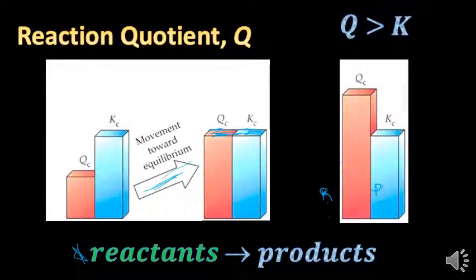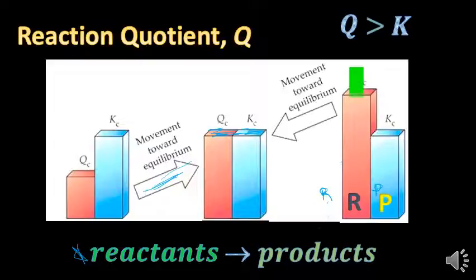Now, what about if Q is greater than K? Our shift will now be towards products. And can you see it's actually pointing towards the products? Good. So if you can remember Q and K, and if you think of Q as being reactants and K as being products, look at who it's pointing towards. In this case, it's pointing towards products. So that's the direction of our shift. Got it?